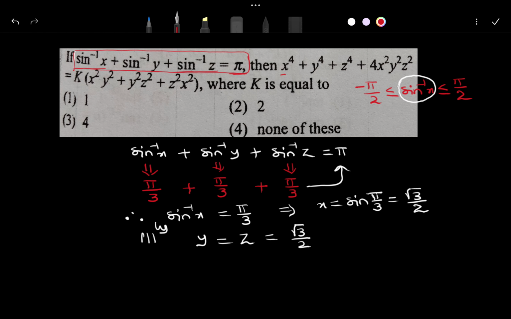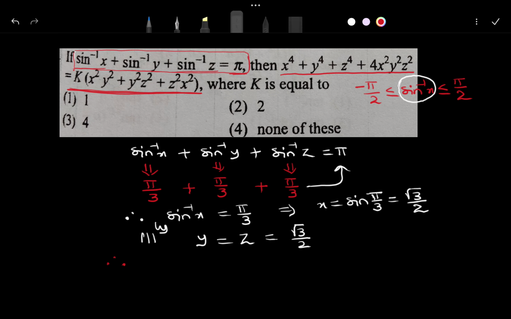What is the given expression? x to the power of 4 plus y to the power of 4 plus z to the power of 4 plus 4x square y square z square is equal to k into x square y square plus y square z square plus z square x square. Substitute all this. Therefore, LHS first. Better you do one thing. Here x value, y value, z value all will be the same.